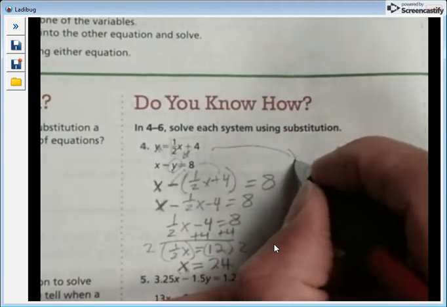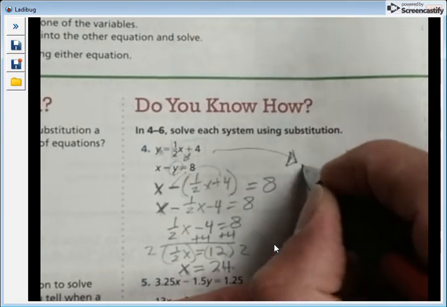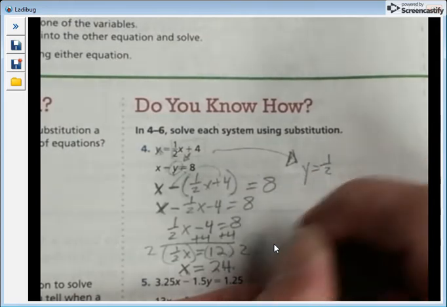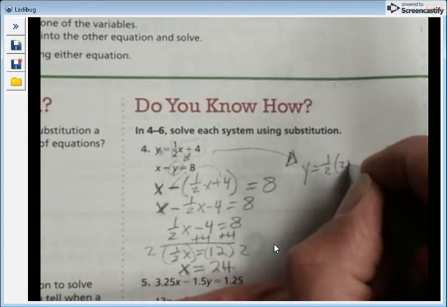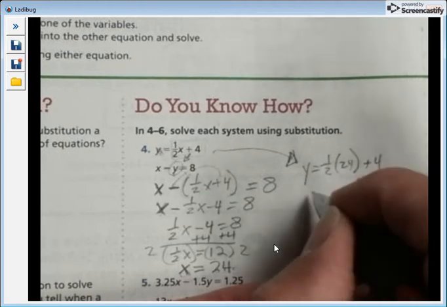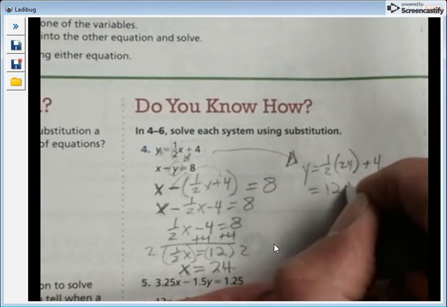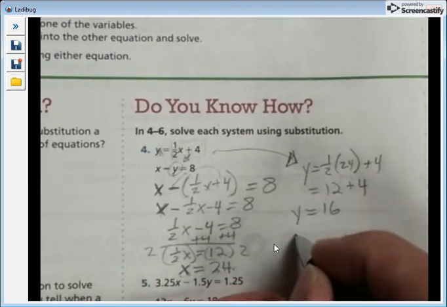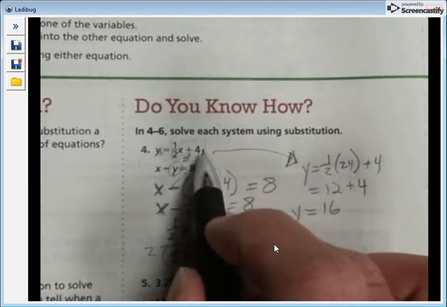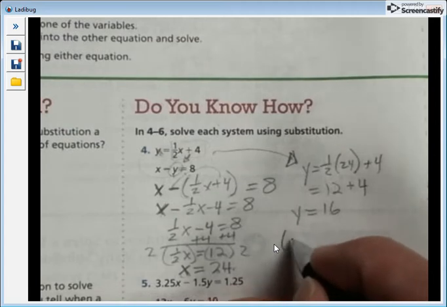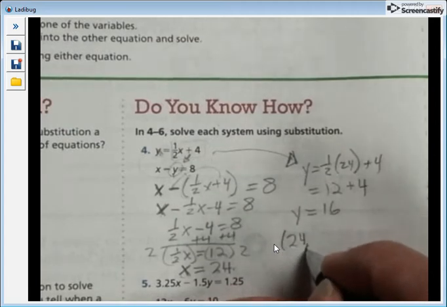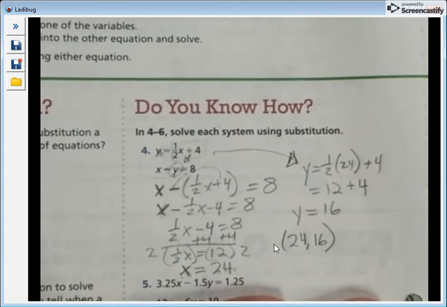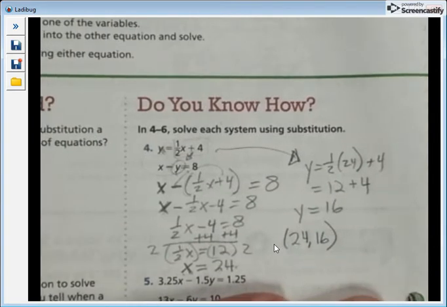So why don't I just bring this one over? Y equals 1 half x, I just figured out was 24, plus 4. Half of 24 is 12, plus 4. Y is going to equal 16. So the place where these two equations connect is going to be at 24, 16. Okay, so that's our solution for that one.